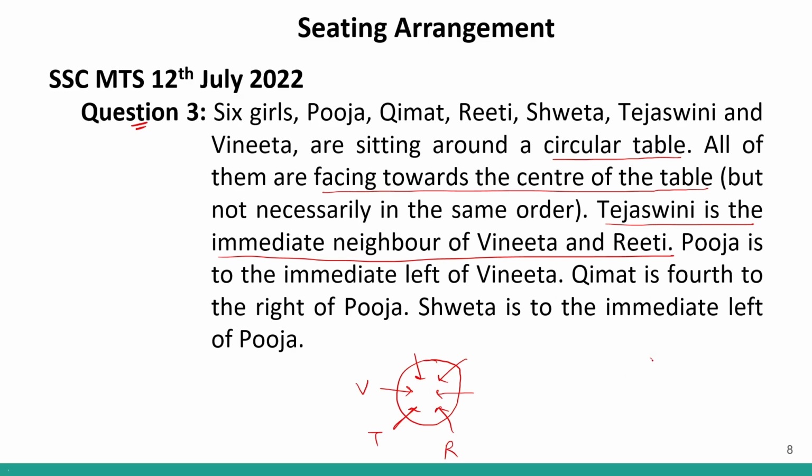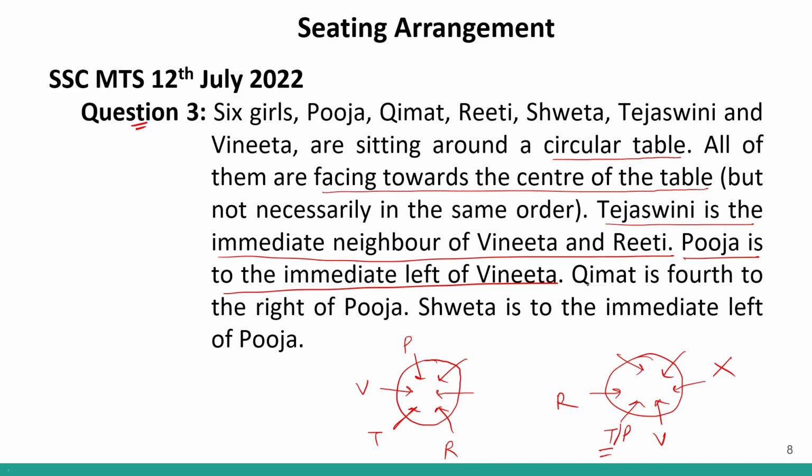This is your first possibility. Now we also have another possibility. Let's say Tejaswini is over here, Riti is over here and Vinita is over here. Because it is not clear to us in which position is Riti and which position is Vinita, I am taking two possibilities. Pooja is to the immediate left of Vinita. So if Vinita is over here, Pooja will be over here. Similarly, if Vinita is over here, Pooja will be over here. But in this position, we already have Tejaswini. Therefore, this is not the correct possibility. We will continue with the first possibility.